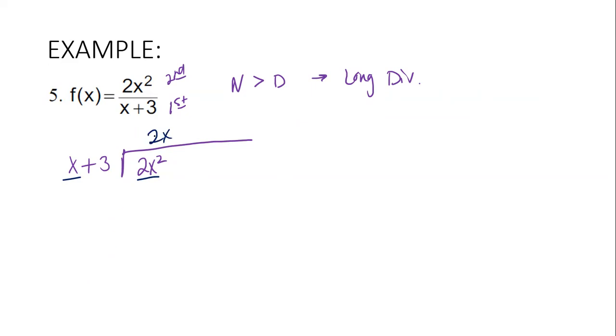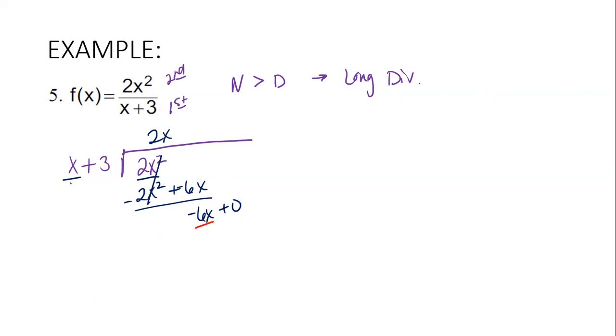And then we multiply. 2x times x is 2x squared. 2x times 3 is 6x. Subtract means that I'm changing the signs. And I'm left with negative 6x. And that's it. I mean, you bring down 0 if that makes your heart feel better. But we're left with negative 6x. So now you repeat again. You divide, multiply, subtract, bring down.